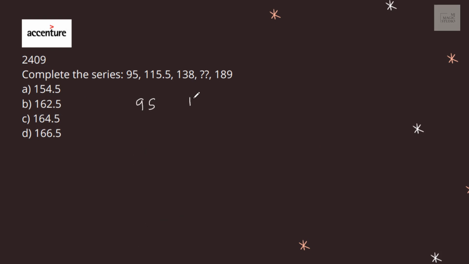Complete the series again. 95, 115.5, 138, missing number, 189. Let's see. These are not showing multiplicative changes. Let's find the difference. Here the difference would be 20.5. 138 minus this is 22.5. If I assume the difference between these two is 2, let me make this plus 2 here also, 24.5, and plus 2 here also, 26.5.